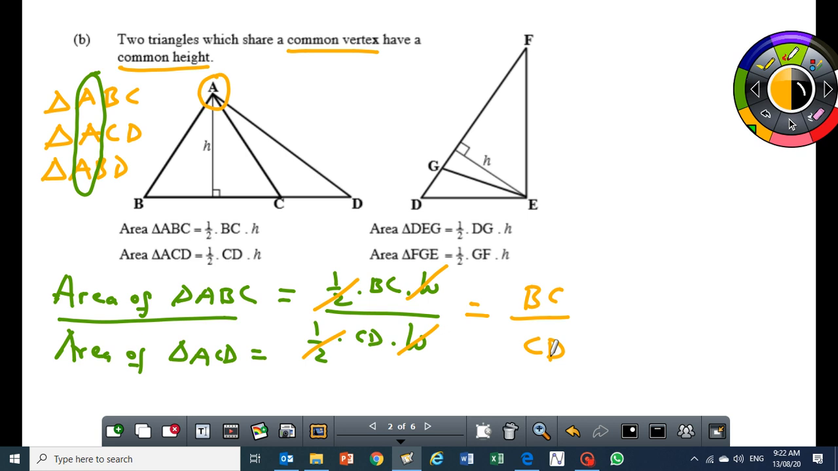So let's move on to the next one. I spoke about this triangle, and the same concept applies here. There is a common vertex for all three triangles. Our three triangles are EDF, EFG, and EDG. There are three triangles, and they share a common vertex. Therefore, their heights or their altitudes are the same. Hence, the ratio of their areas will be equivalent to the ratio of their bases.